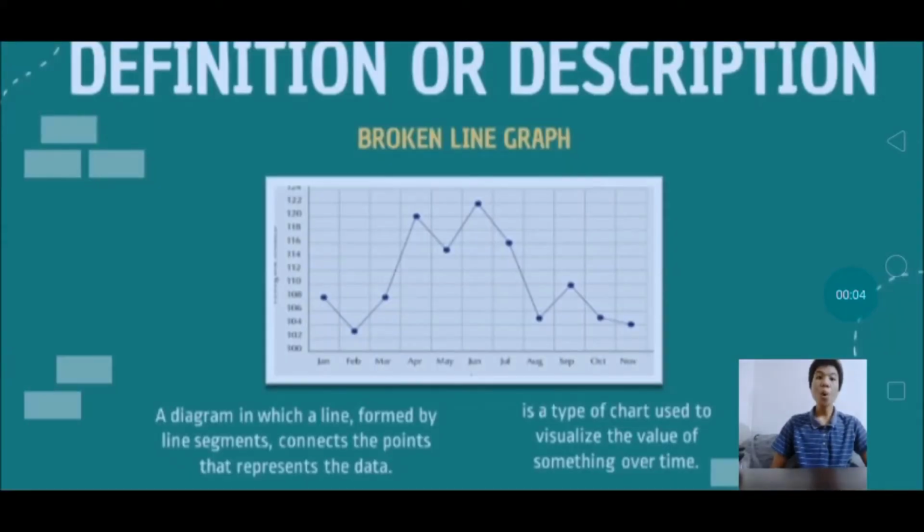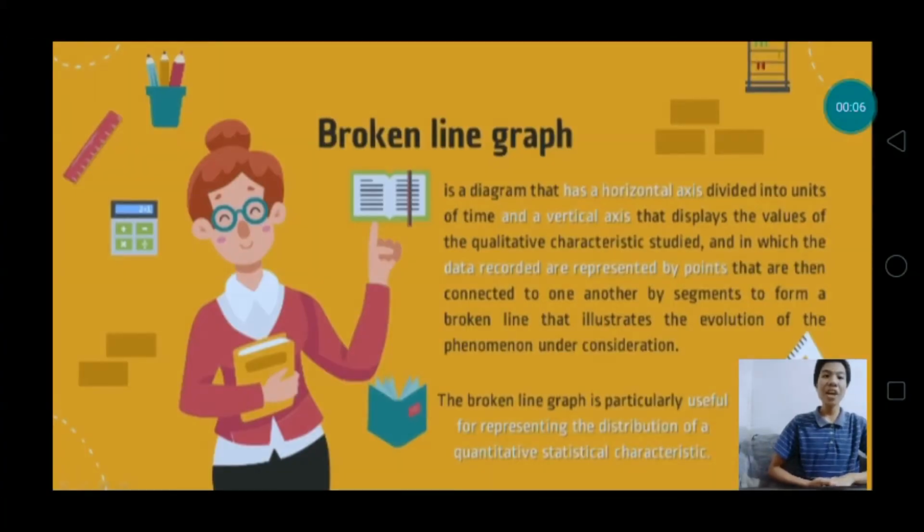Definition or description. Broken line graph: a diagram in which a line formed by straight segments connects the points that represent the data. It is a type of chart used to visualize the value of something over time. Broken line graph is a diagram that has a horizontal axis divided into units of time and a vertical axis that displays the values of the qualitative characteristics studied, and in which the data are recorded and represented by points that are then connected to one another by segments to form a broken line that illustrates the evolution of the phenomenon under consideration. The broken line graph is particularly useful for representing the distribution of a qualitative statistical characteristic.